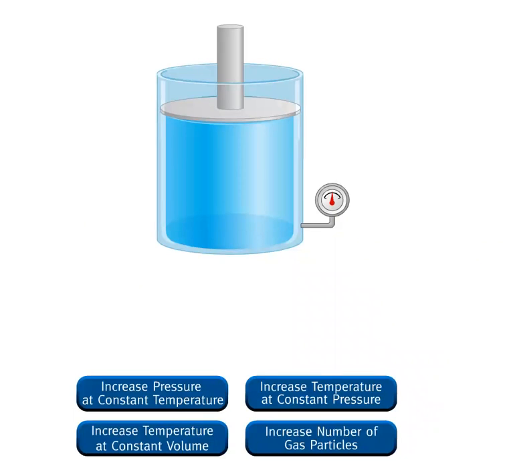Consider a gas-filled container that has a movable piston. It is exposed to an atmospheric pressure of 1 atmosphere. Click on one of the buttons to see animations of how temperature, pressure, or the number of gas particles affects the volume that the gas occupies.